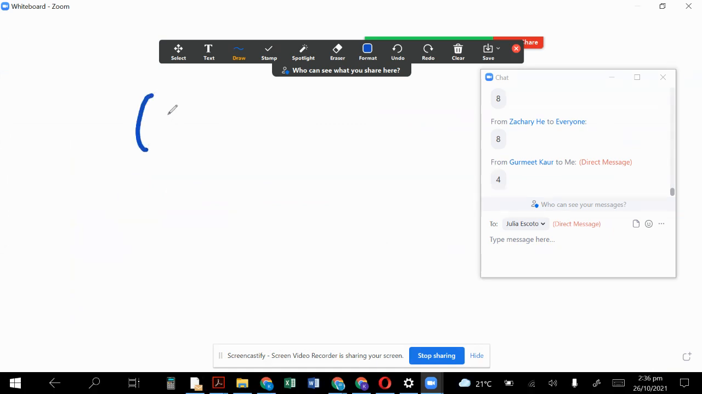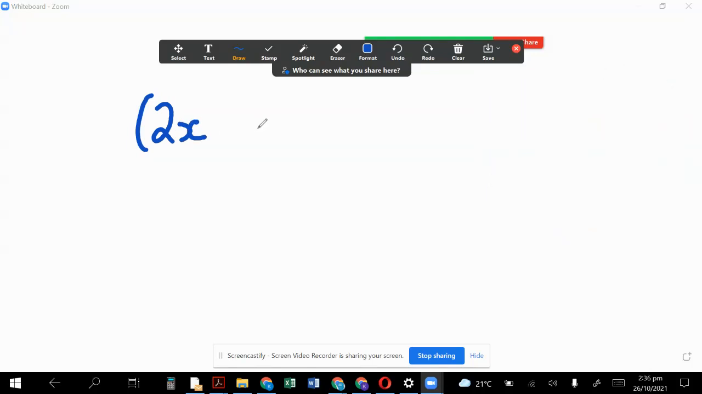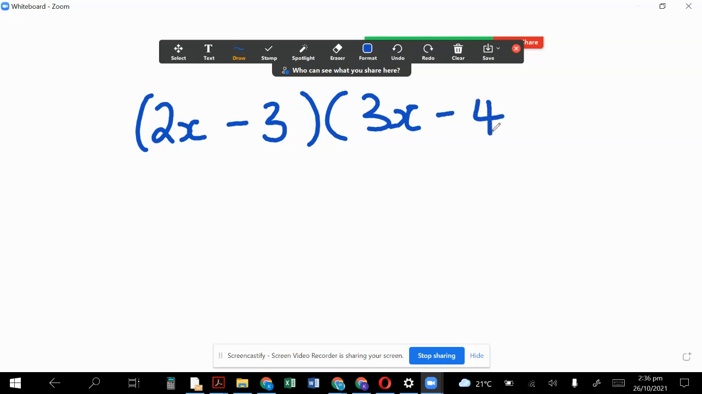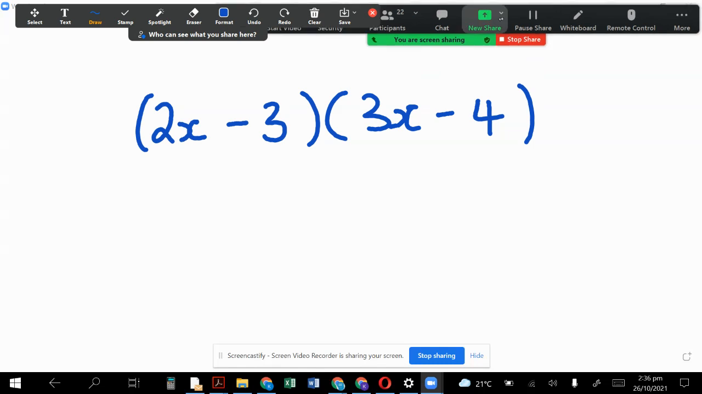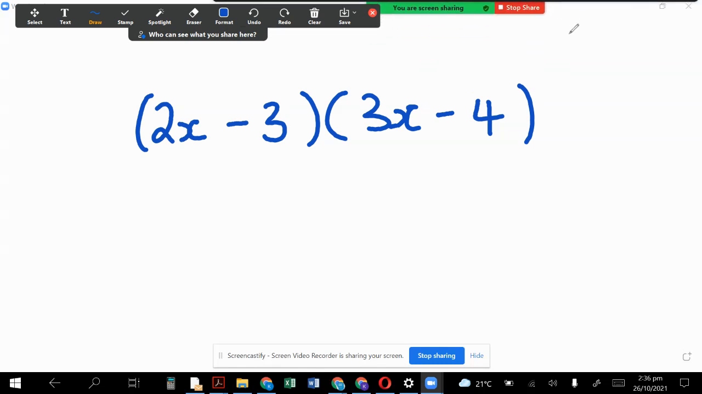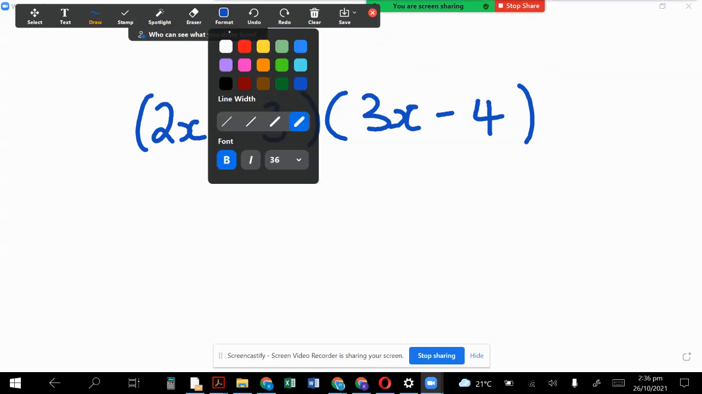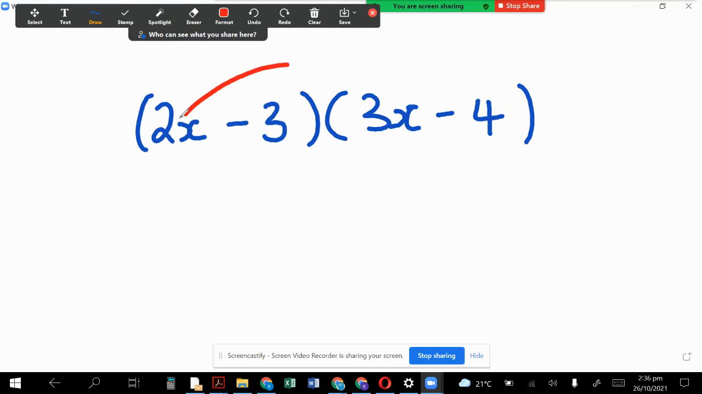Suppose I have now, instead of 2 brackets with x's, I've got 2x minus 3, and I'm multiplying it by 3x minus 4. Let's just make sure we apply the same principle here, right? The same principle needs to be applied here. Let's multiply the first 2 terms together.